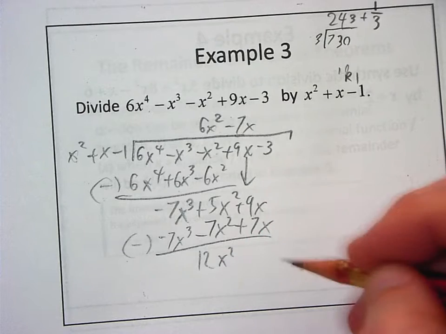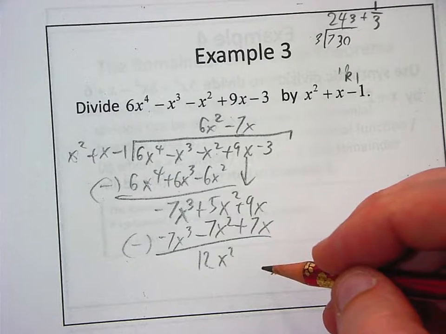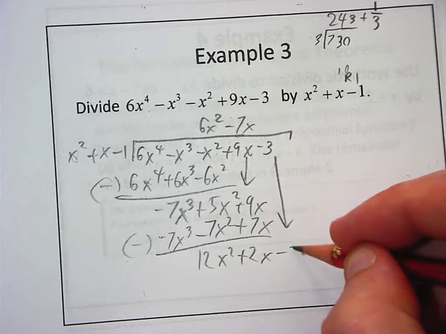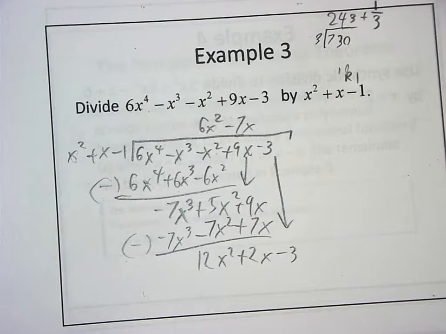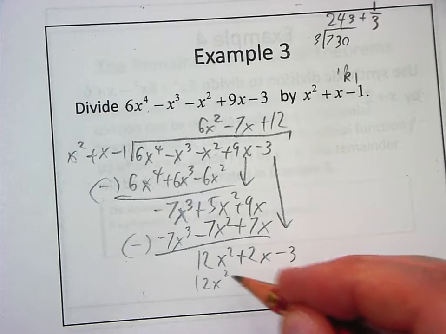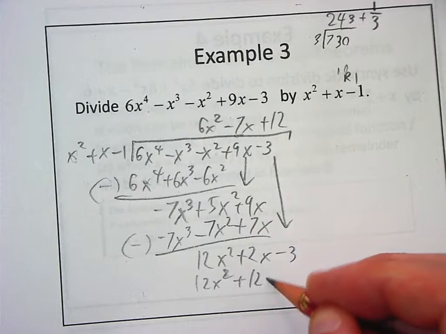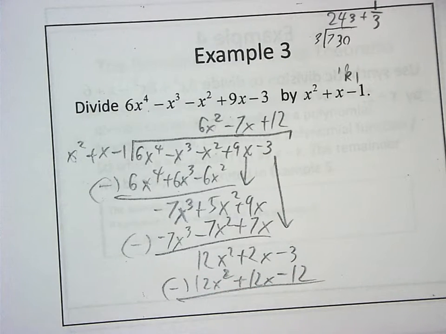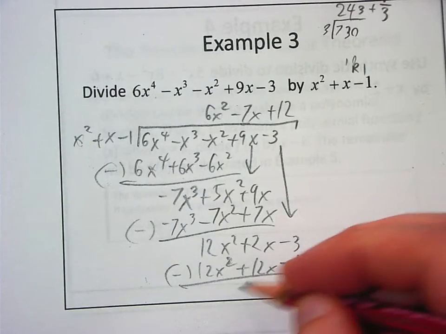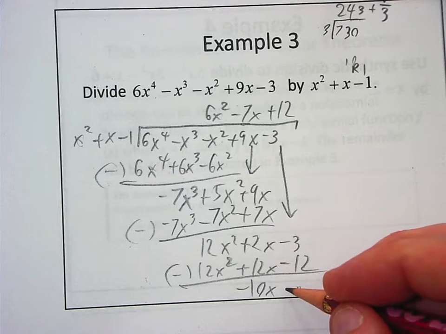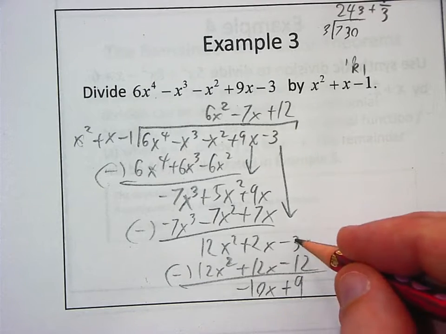12x squared. For the linear? 2x. Bring down the negative 3. Then, what goes up top? Plus 12. That gives me 12x squared plus 12x minus 12. When I subtract those, you get negative 10x plus 9.